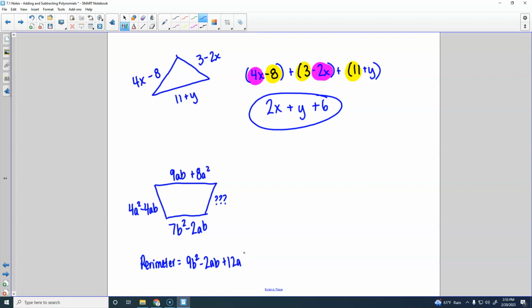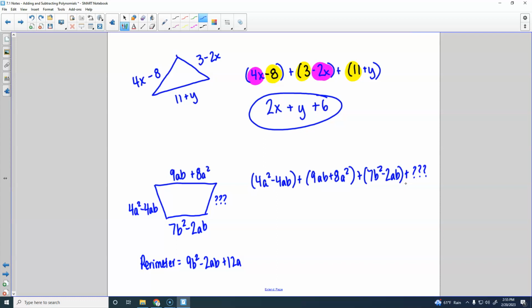Okay, so our perimeter is going to equal whatever we get when we add all those together, right? So we would take all of these and we're going to add them together. So we get 4a squared minus 4ab plus 9ab plus 8a squared plus 7b squared minus 2ab plus question mark because we don't know what that is, right? So I can't do anything with question mark because I don't know what question mark is, but I could combine my like terms for the other pieces, right?